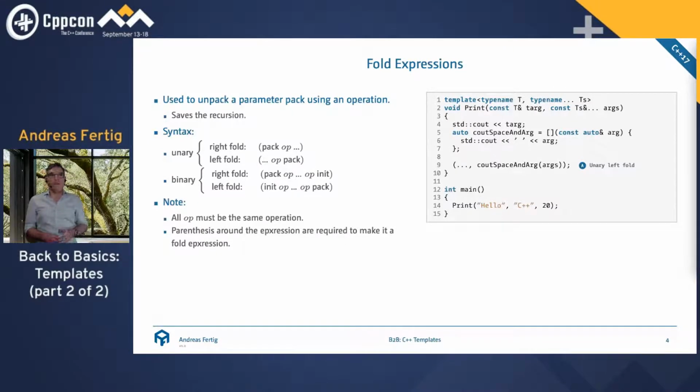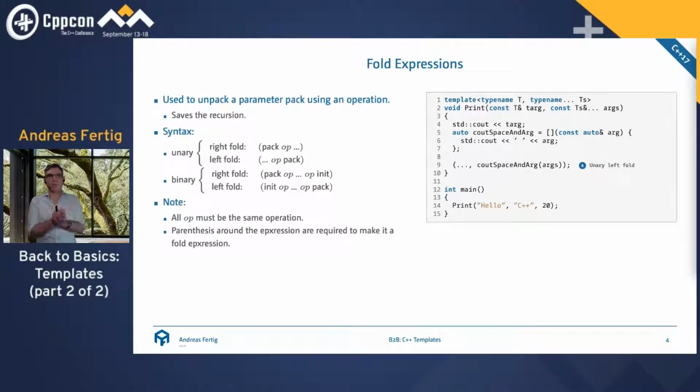We have two different types of fold expressions. We have unary and binary fold expressions, and they are once more divided into a right and a left fold. So we have a unary right and a unary left, and a binary right and a binary left fold. As you can see on the slide, the unary form always has a pack, then an operation, like plus, minus, or the comma operator as we will see here, followed by the three dots. And all that in parentheses. The parentheses are crucial here, otherwise it's not a fold expression.